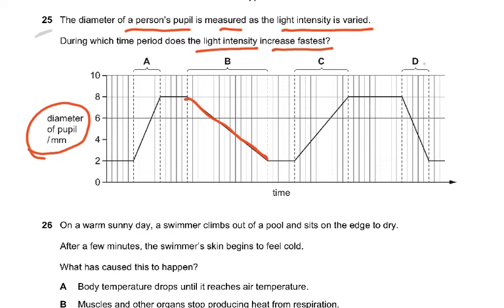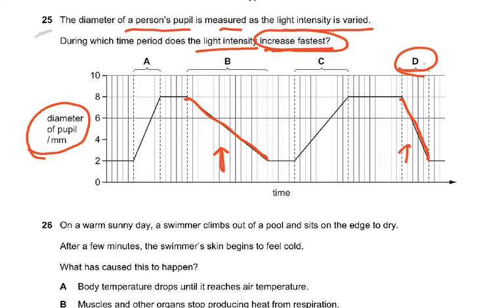This is a decrease in B. In C, there is an increase. In D, there is a decrease. Now, what was the question? During which time period does the light intensity increase the fastest? So there has to be a sharp decrease. In this, there is a gradual decrease. In this is a sharp decrease. So that is why the answer is D.